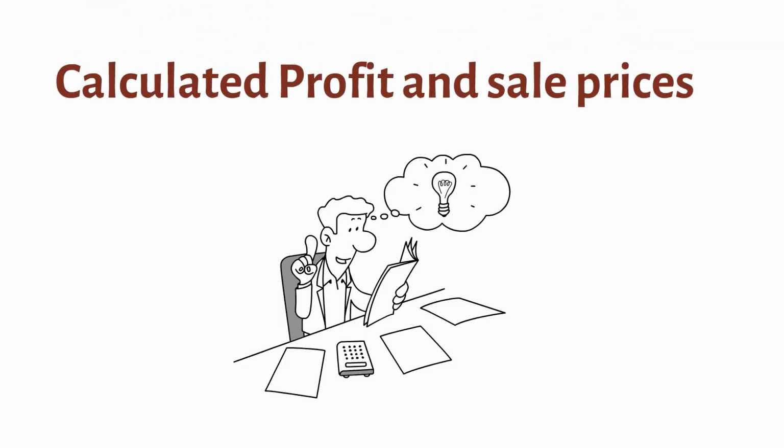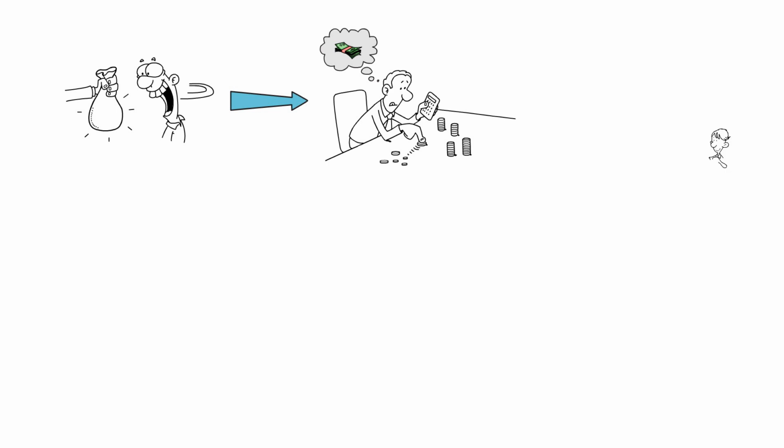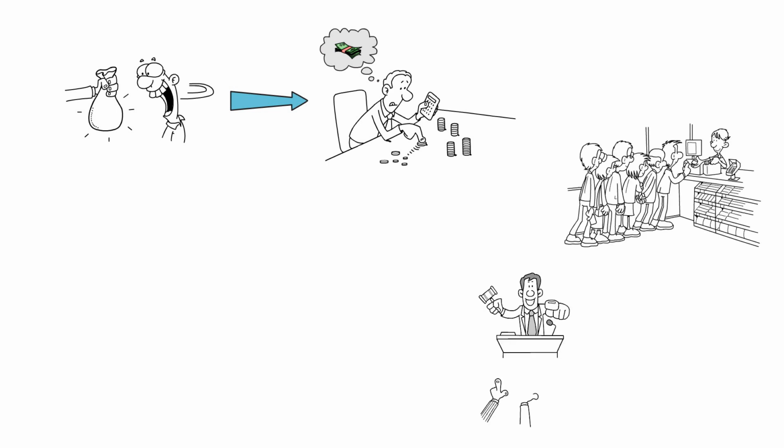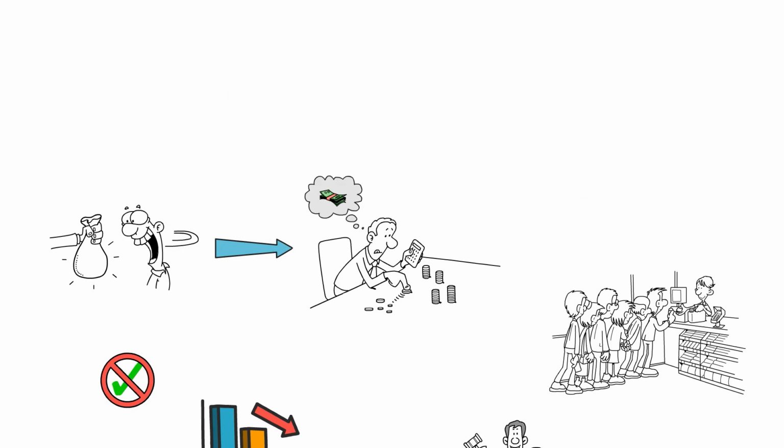Calculated profits and sale prices. Money is the name of the game, but you can never be good with money unless you pay attention to the numbers. It doesn't matter how great your product is or how much of it you can sell. If your numbers don't translate into profits, then you aren't doing it right.